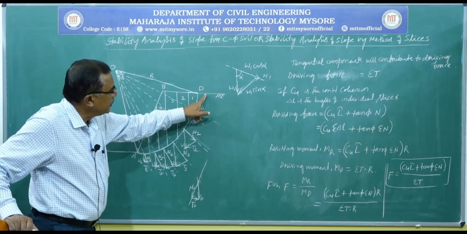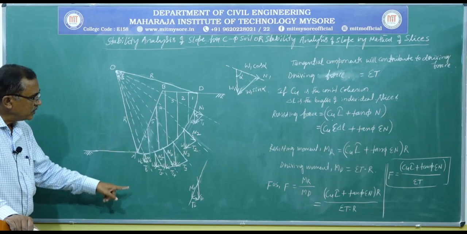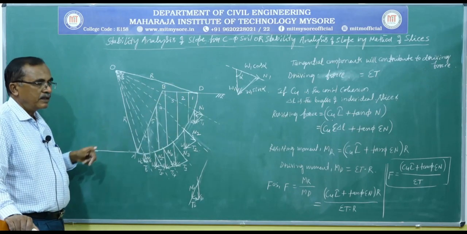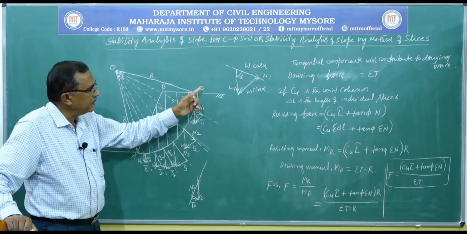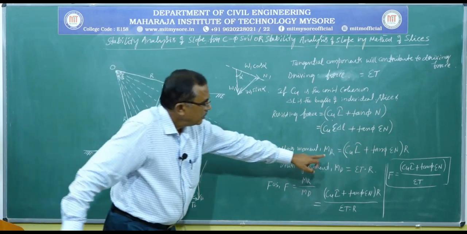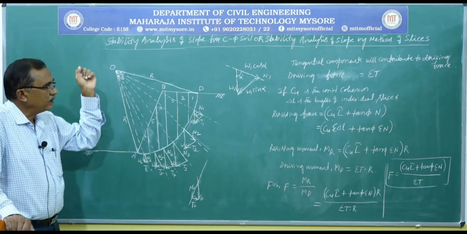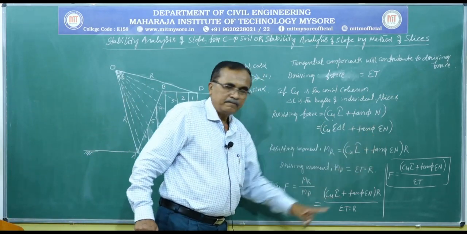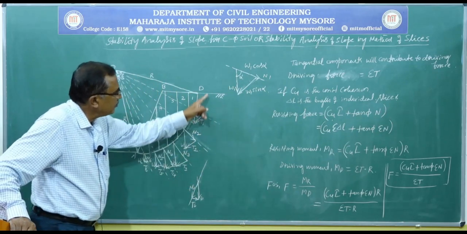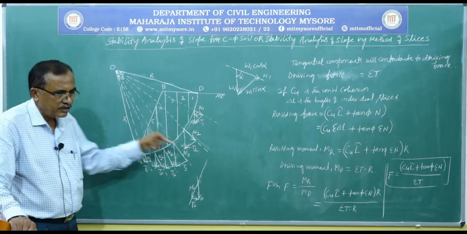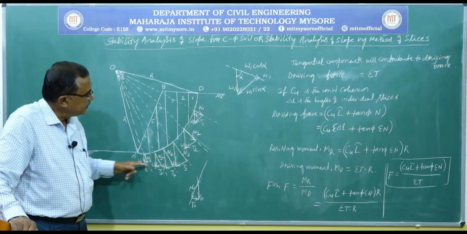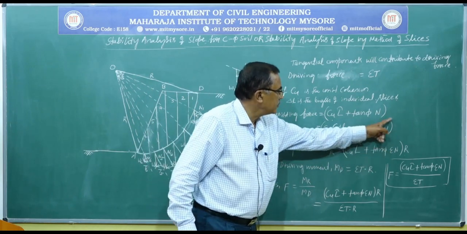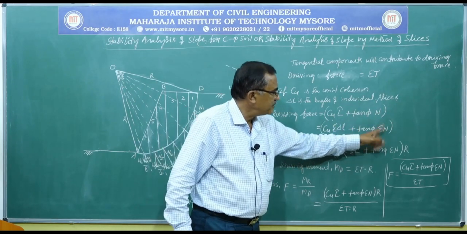Here I have not marked the unit cohesion and length of the arc. Cu is the unit cohesion acting along the slip surface in the upward direction to oppose the driving force. Cu along with the length of the arc will contribute to the resisting force. Since the soil has an angle of internal friction, that will also contribute to the resisting force, plus tan phi multiplied by the sum of normal components. As all normal components contribute to the resisting force, the algebraic sum of all these normal components gives us sigma N. So the resisting force is Cu into L arc plus tan phi of sigma N.